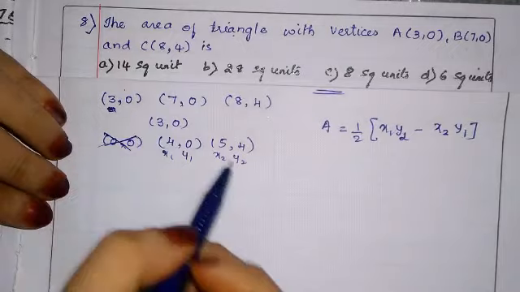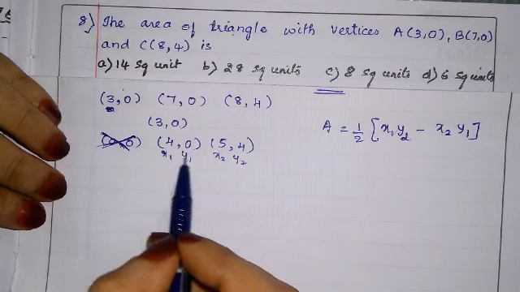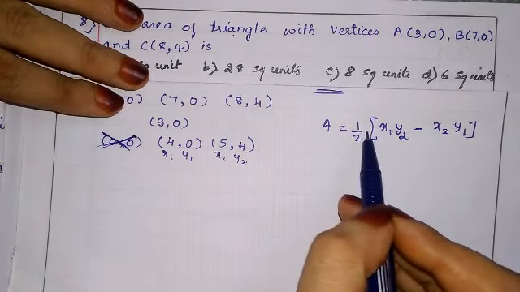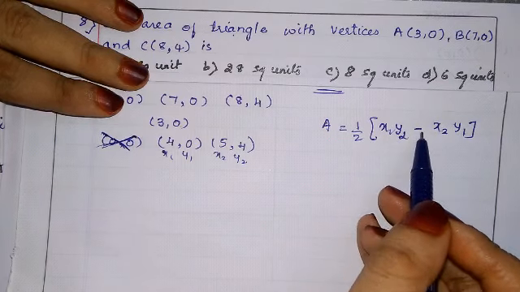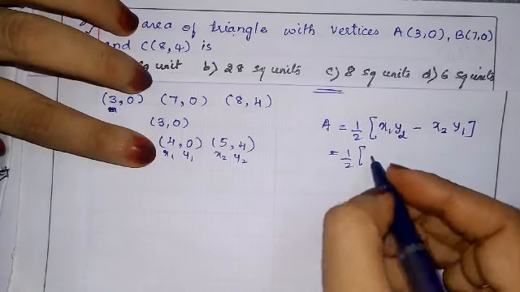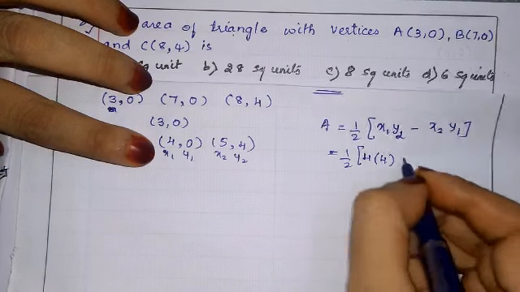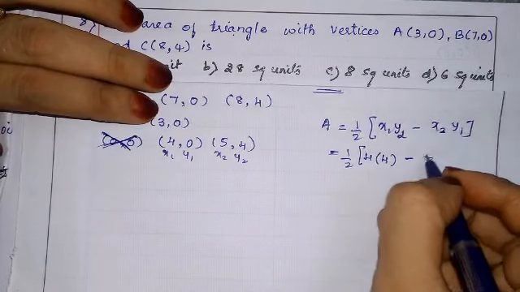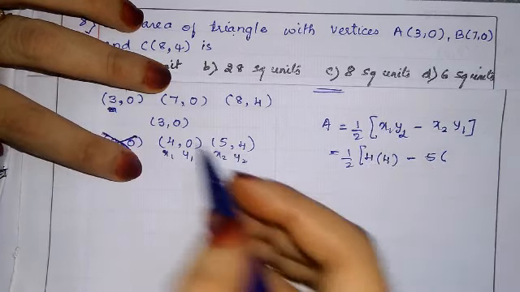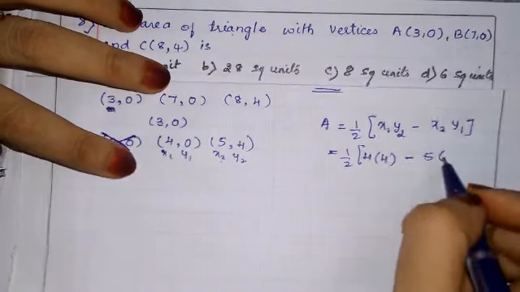Here, very easy step: 0 you have to leave. The 2 numbers which you left are x1, y1 and x2, y2. Area is equal to half into x1 y2 minus x2 y1. Now half we will keep as it is. x1 is 4, y2 is 4, minus x2 is 5, y1 is 0.